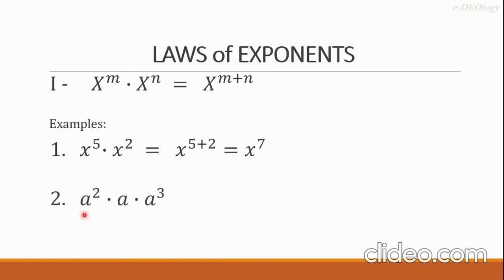Another example is a squared times a times a cube. We see here that the a has no exponent, but if a variable has no exponent, it is understood to have an exponent of 1. So we see here a is copied as the base and all exponents are added here. 2 plus 1 plus 3 equals 6. So the final answer is a raised to 6.